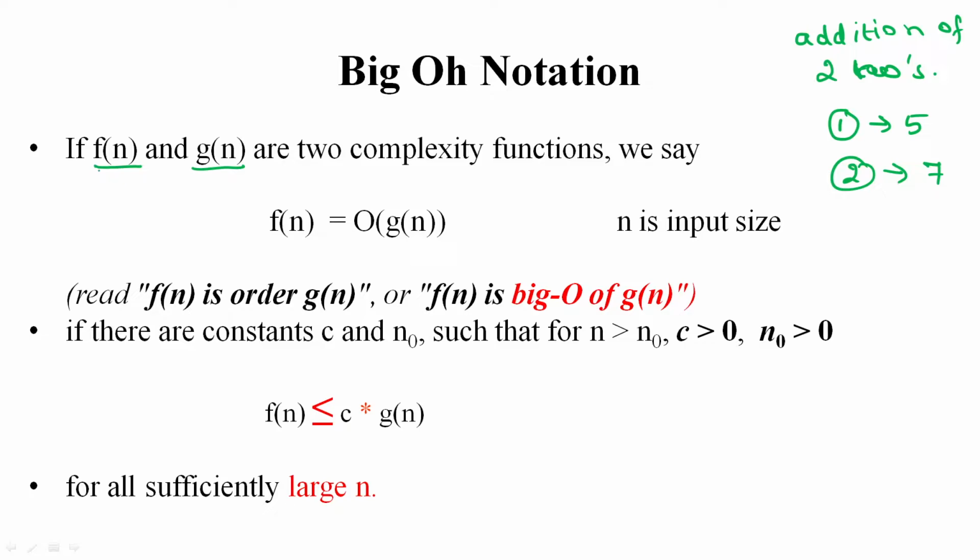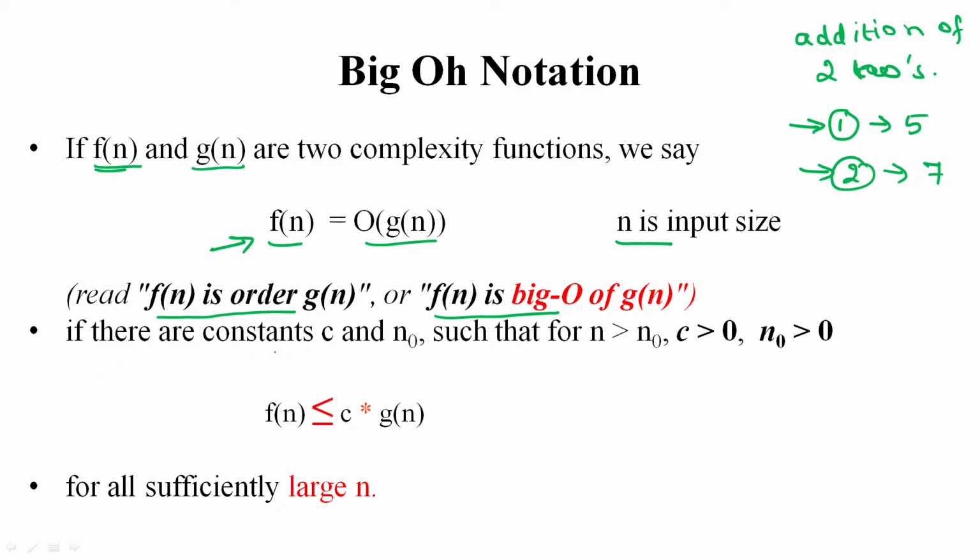So assume f of n is calculated from algorithm 1 with 5 lines, and g of n is the function calculated from the second algorithm, which has 7 lines. So here f of n is equivalent to big O of g of n. Here n represents the input size. This statement can be read as f of n is order of g of n, otherwise f of n is big O of g of n.